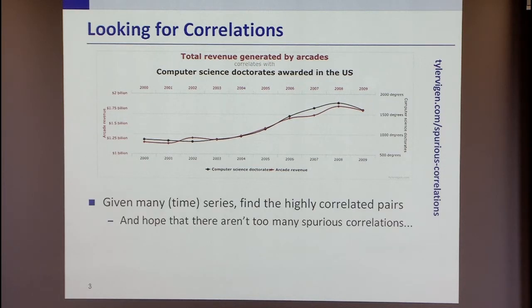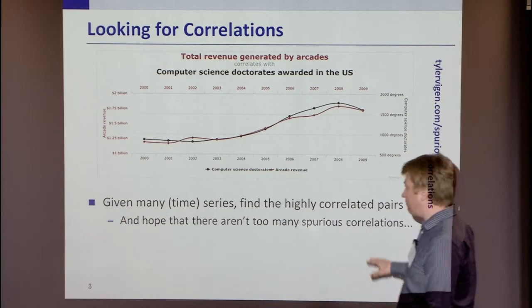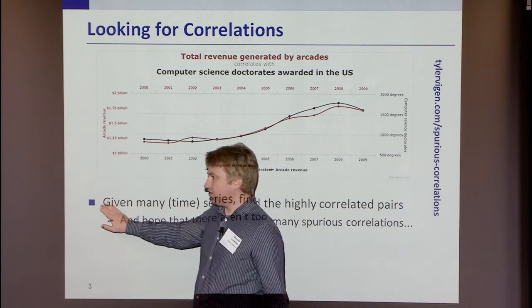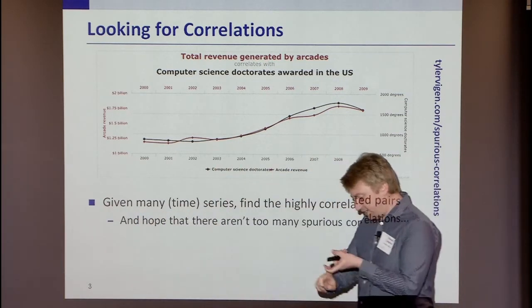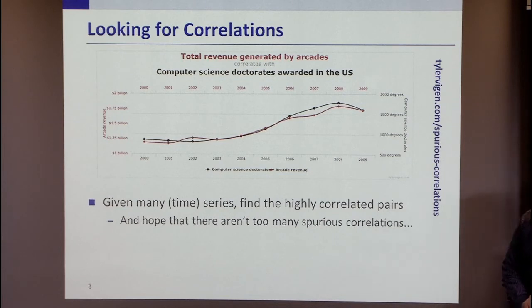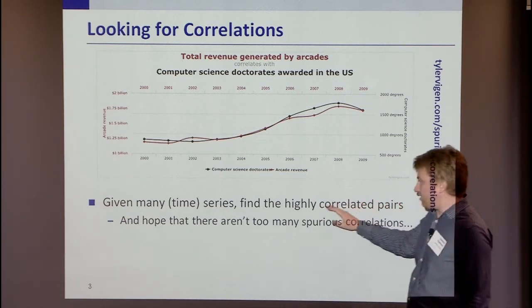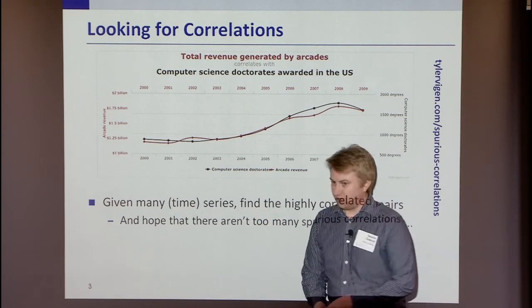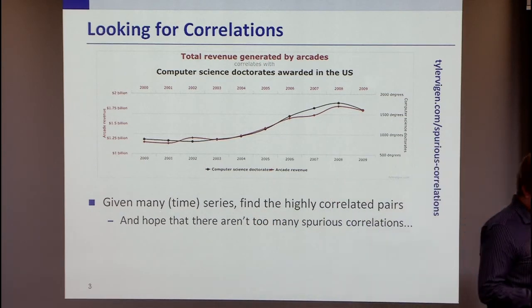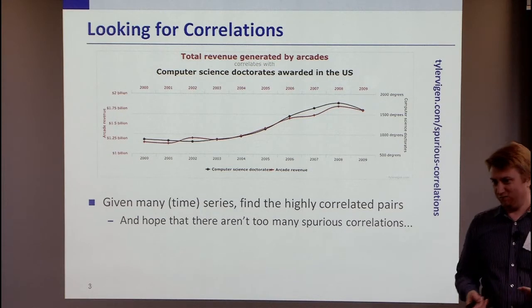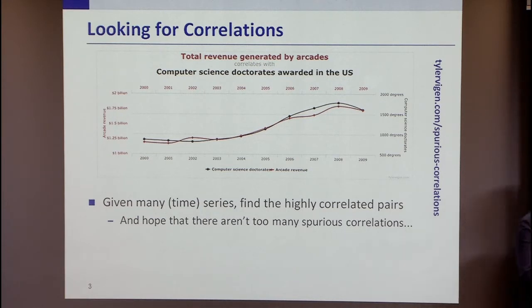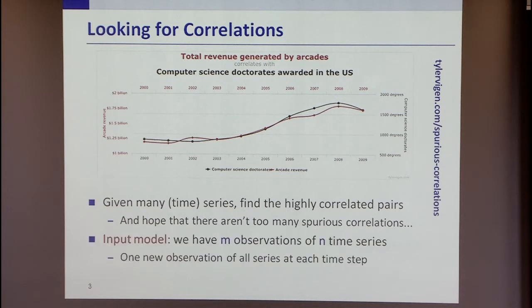Okay, so the problem I'm trying to think about here is to say, let's say I've got a very large collection of time series, very many time series, and each time series is very high dimensional. And I want to pull out which are the highly correlated pairs. Rather than looking for spurious correlations, I would rather find meaningful correlations. So I'm going to hope that what I find is meaningful.